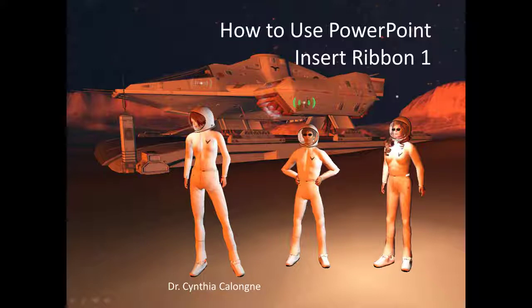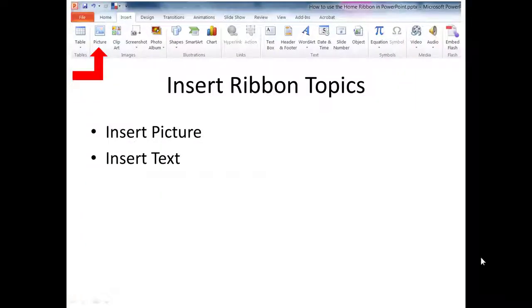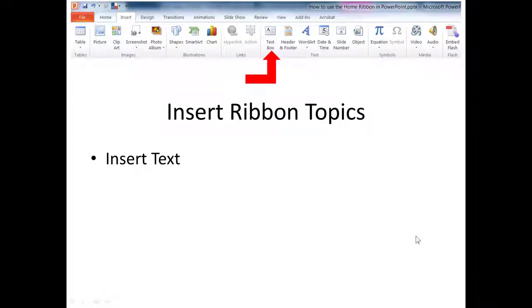C and this is How to Use PowerPoint, Insert Ribbon 1. The Insert Ribbon has a variety of options on it, and we're looking at, on the left, where the red arrow is pointing, the Insert Picture option, and then we're going to look at inserting a Text Box.